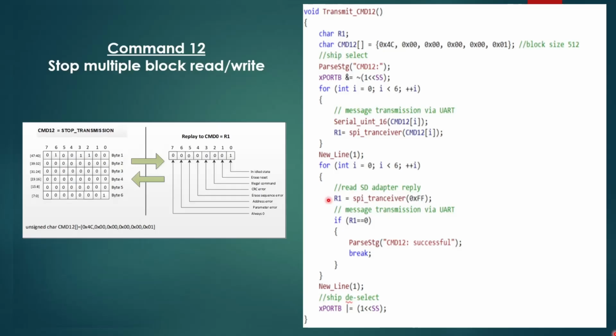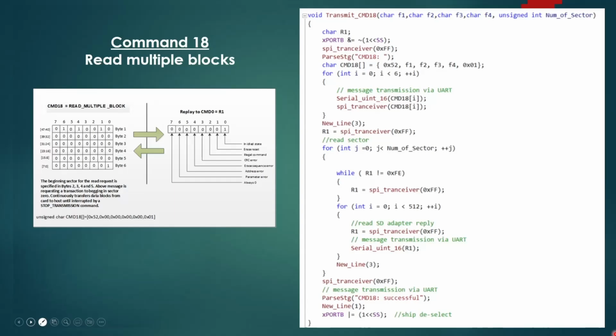Once we've done that, we get into a loop, sending a dummy message to the SDHC to get a reply, and we see if within 6 times we get the reply, which is the whole message 0. That means that the message was accepted and was successful. And that's what we provide here. This message, by the way, I think I already mentioned, is going to stop the multiple block read or write.